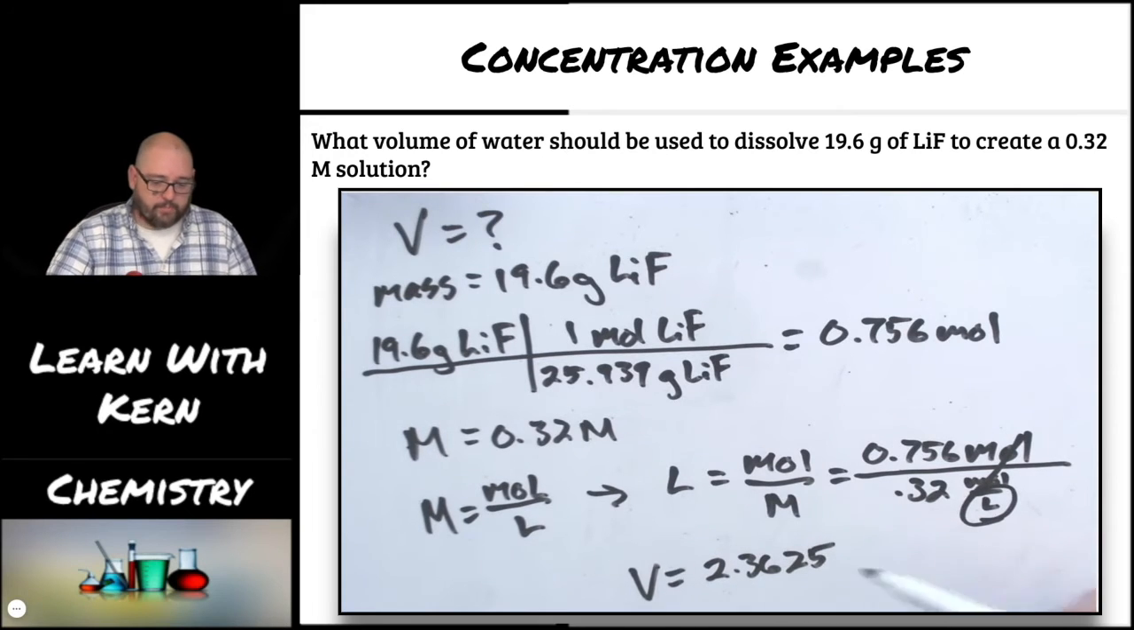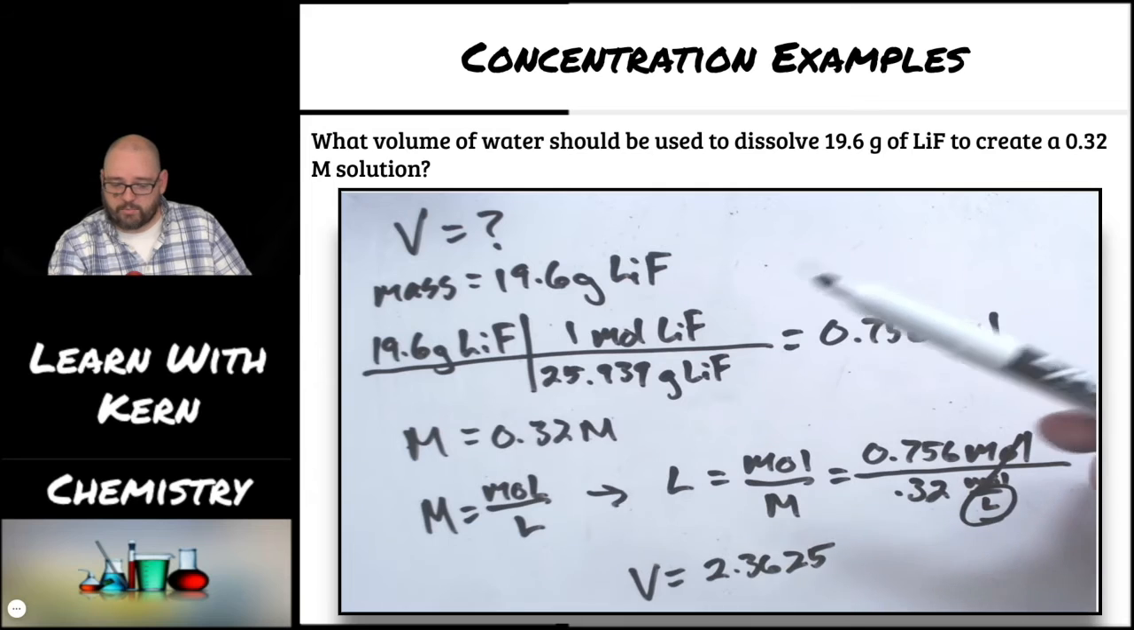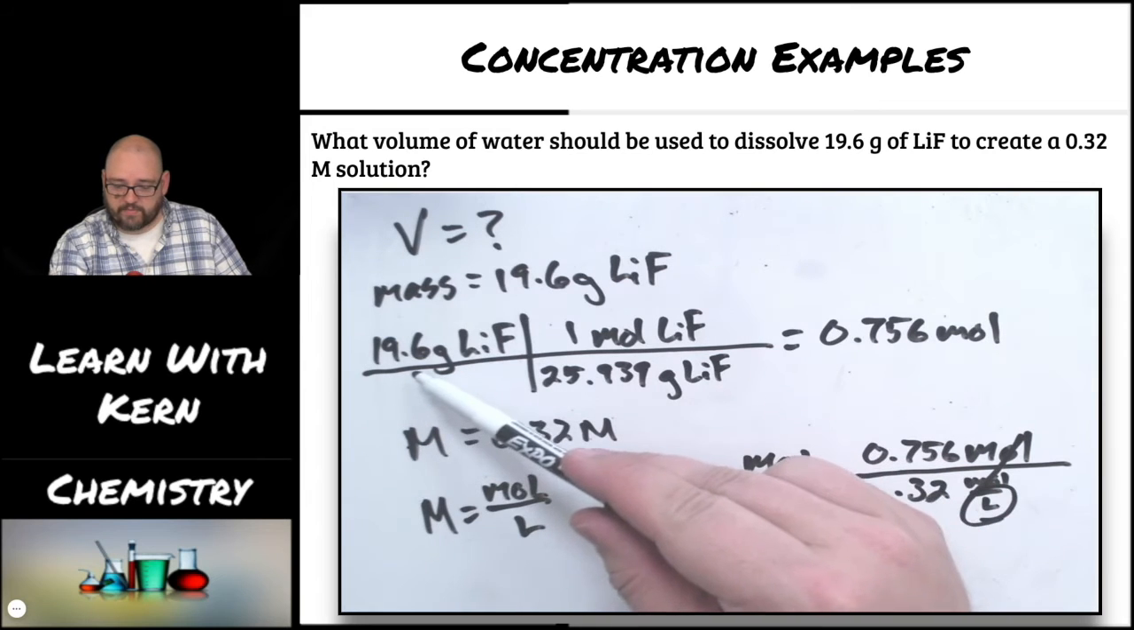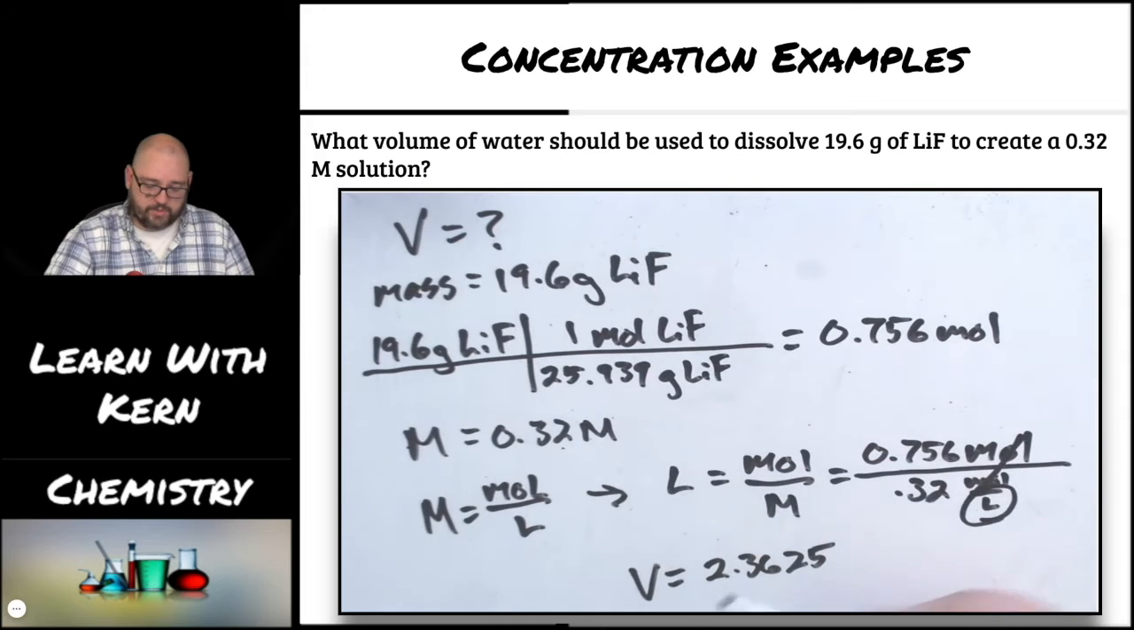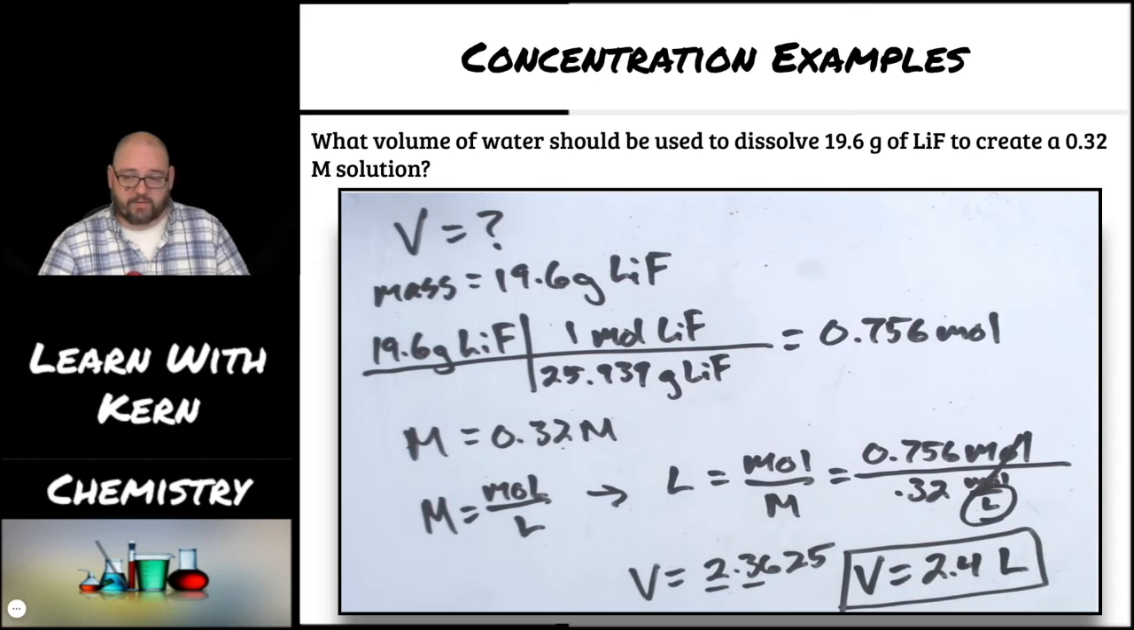2.3625. But I look back at the numbers for my problem. I had 3 significant figures and 2 significant figures. So my answer needs to have only 2 significant figures. So I'm going to round this to a final answer of 2.4 liters. Again, it's volume, and volume in a molarity question is always going to be in liters.